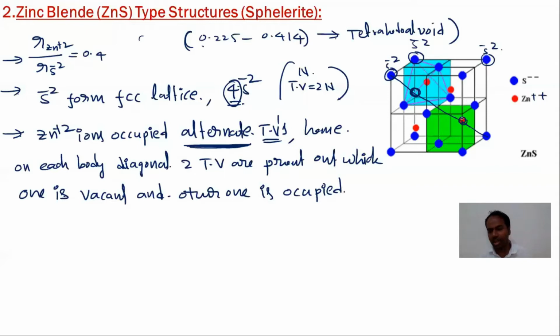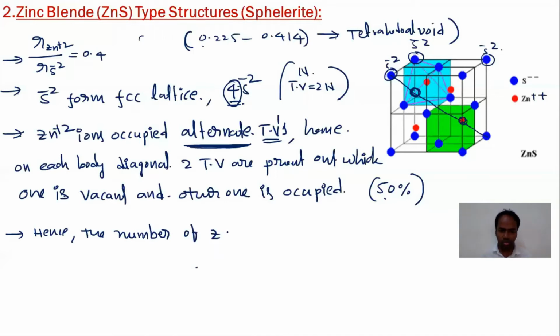Then the percentage occupancy of tetrahedral voids, how much? 50%. Out of 8 tetrahedral voids, only 4 tetrahedral voids are occupied. Hence, the number of Zn+2 ions per unit cell is 4 out of 8. So per unit cell, we have 4 S-2 and 4 Zn+2.